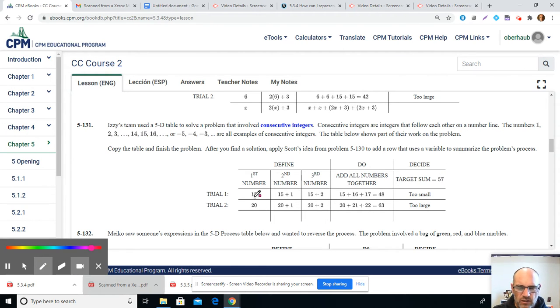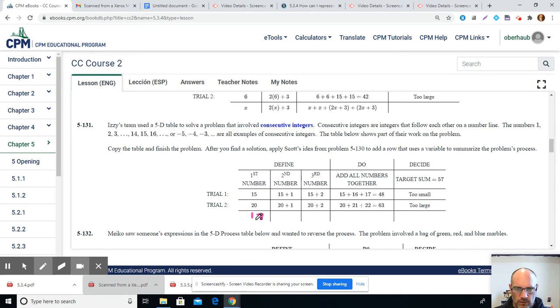All right. So they tried 15. That was too small. They tried 20, which was too large. So let's see. That's 48. And that's 63. 9 away, 6 away. I'm going to try something right in the middle. Let's just try 17. We'll see what happens here, okay? So I knew it had to be between these two, because this was too small, that's too big.